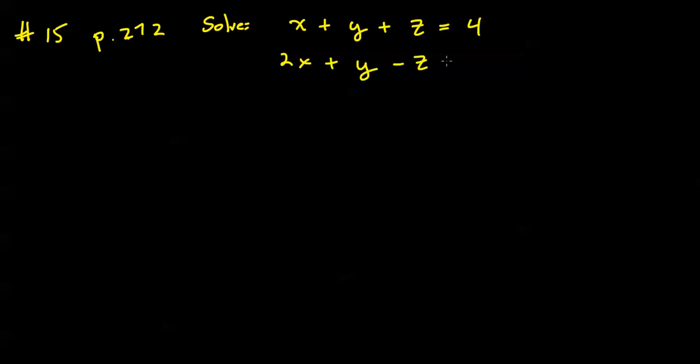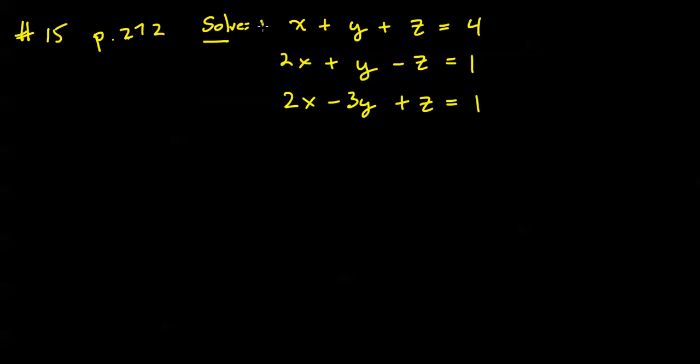This one's from your homework list. This is number 15. I believe it's the first one on your homework list on page 272. Solve the following system. x plus y plus z equals 4. 2x plus y minus z equals 1. 2x minus 3y plus z equals 1. All right, this is a 3 by 3 system which we are asked to solve. In other words, find the x, y, z triplet that solves all three equations simultaneously.